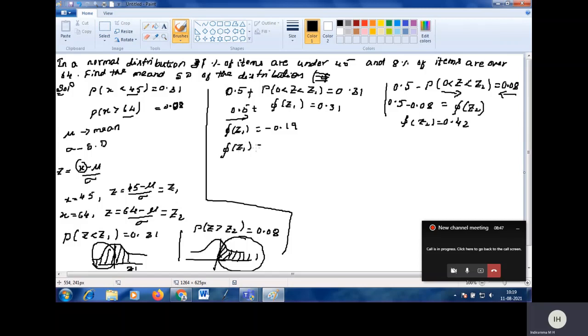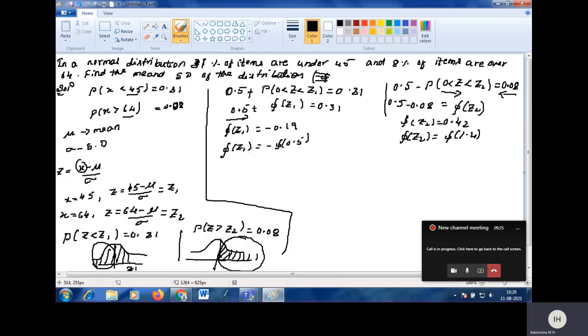So if you see the table of normal probability distribution, at the value of 0.5, you will get the approximate value as 0.19. Similarly here, we have to calculate from the table at what value of z you will get 0.42. If you see the table, you will get the value of phi of 1.4 as approximately 0.42.